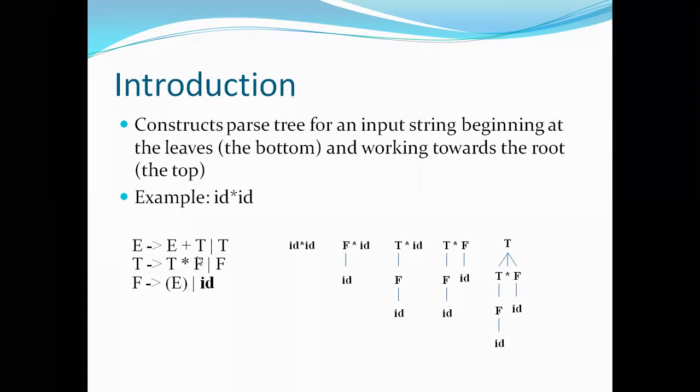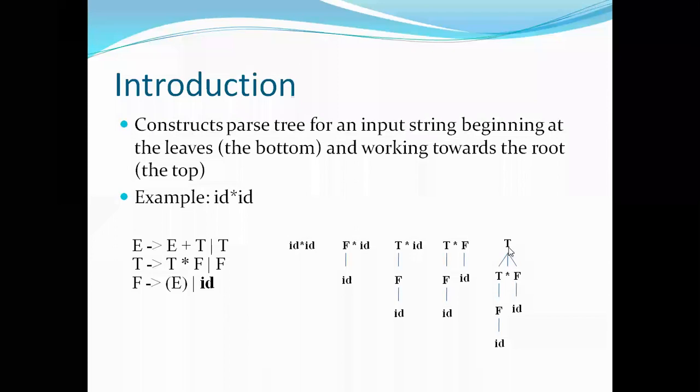So this substring occurs in the right hand side, so that will be replaced with the left hand side non-terminal. That is the production we have to deal with, and T star F is replaced with T.